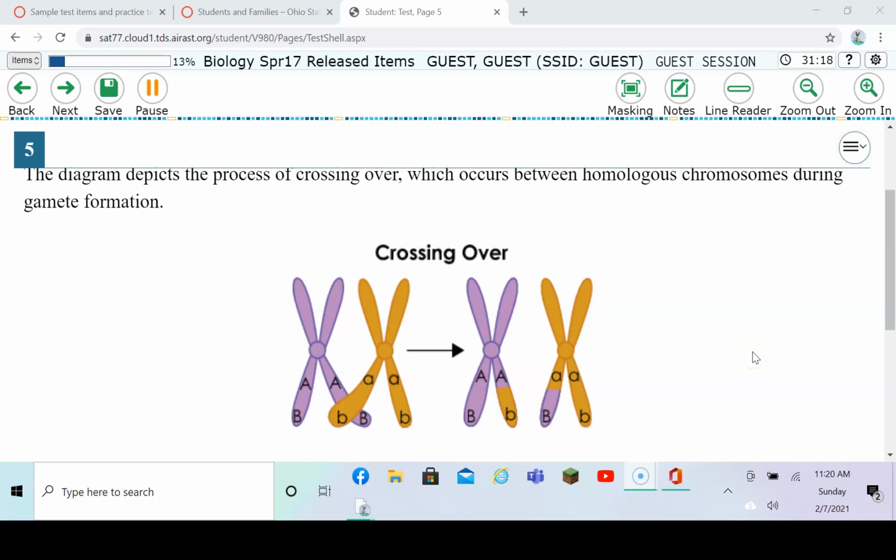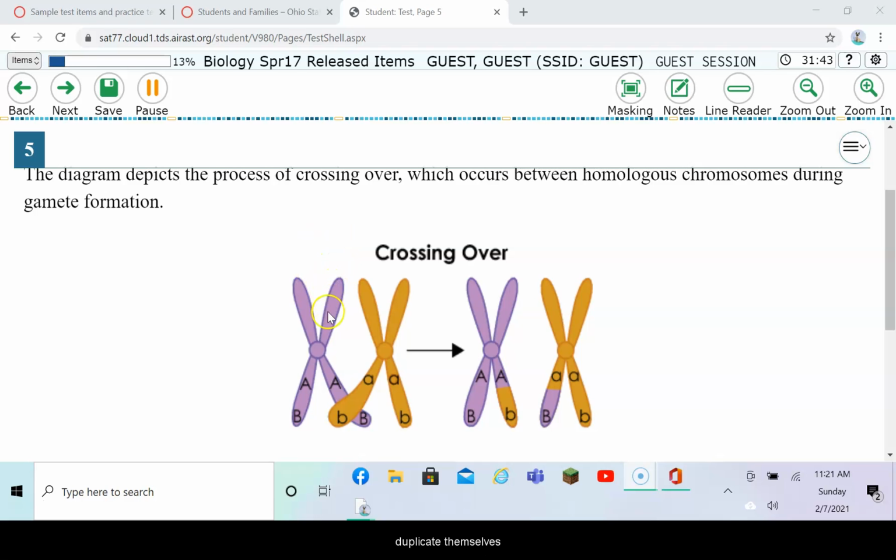Question number 5. The diagram depicts the process of crossing over which occurs between homologous chromosomes during gamete formation. And remember, this takes place during meiosis, prophase 1 of meiosis 1. Now, homologous chromosomes, let's not forget what those are. So let's say this is dad's chromosome, the pink, and this is mom's chromosome, the gold.